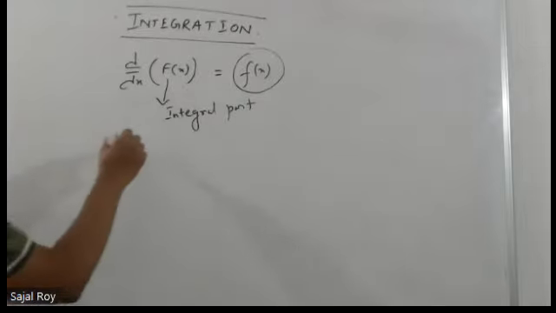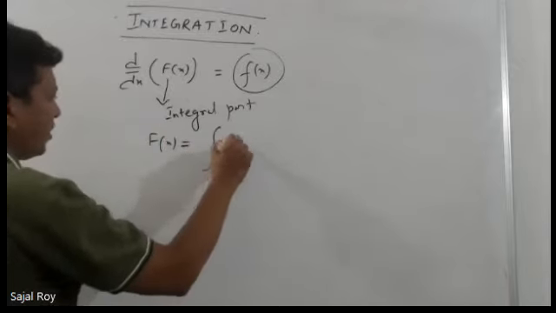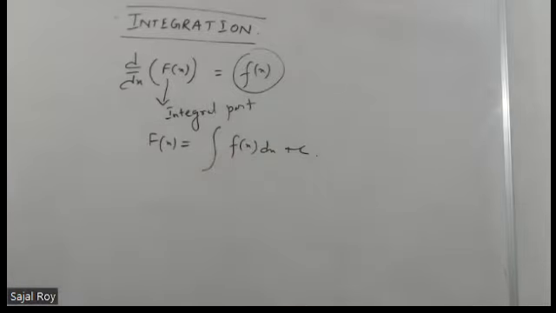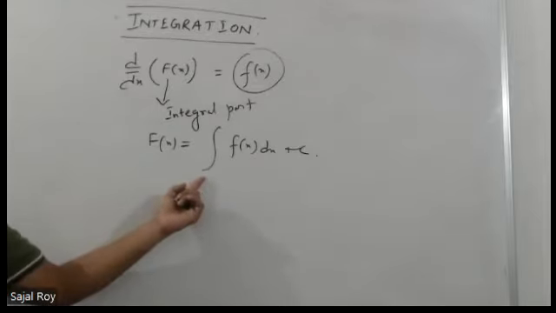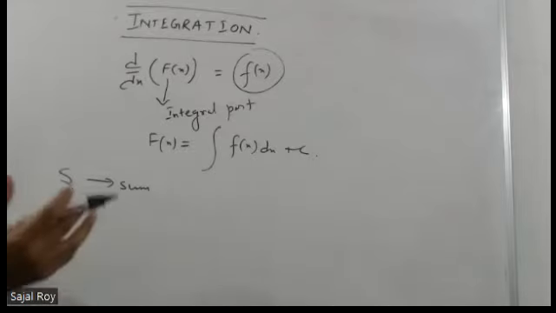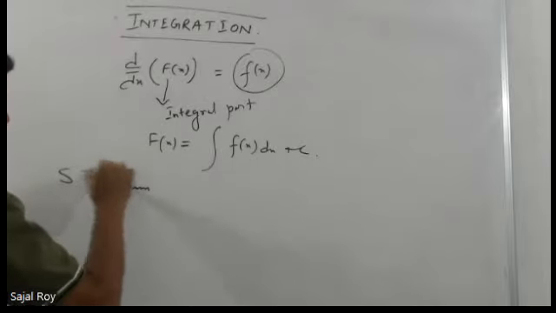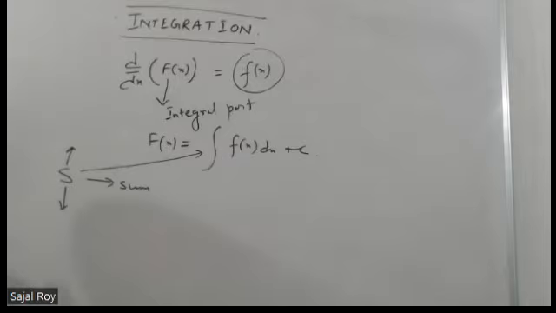In mathematical notation, we write F(x) equal to the integration of f(x) dx plus some constant. This symbol is the integration symbol. This is actually S. S means sum, that means you are adding. And this is the elongated version of S. If you stretch S in the upper and lower direction, it will look like an integration symbol.